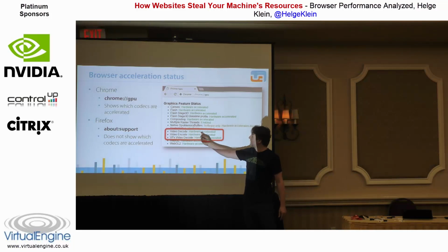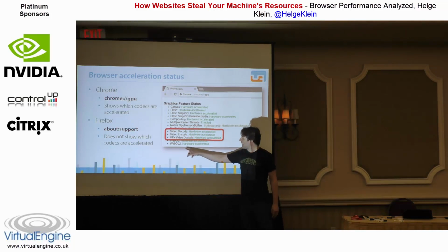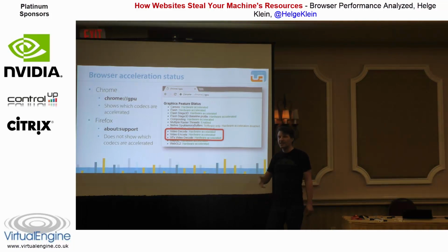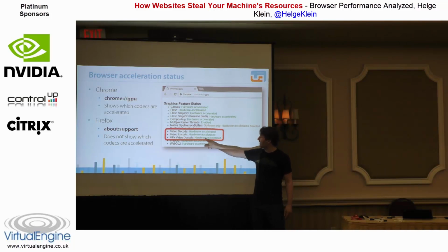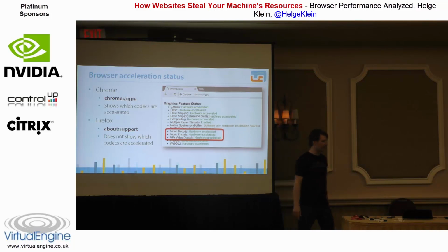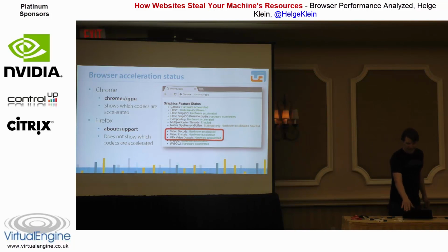Video decode, hardware accelerated, means it can play back H.264, and VPX stands for VP8, VP9. Those are the codecs used on YouTube, and in this case here, they are also hardware accelerated because I made all the tests on this machine. It has a Kaby Lake CPU, so it's basically the newest of the newest, and so that hardware acceleration support is available.